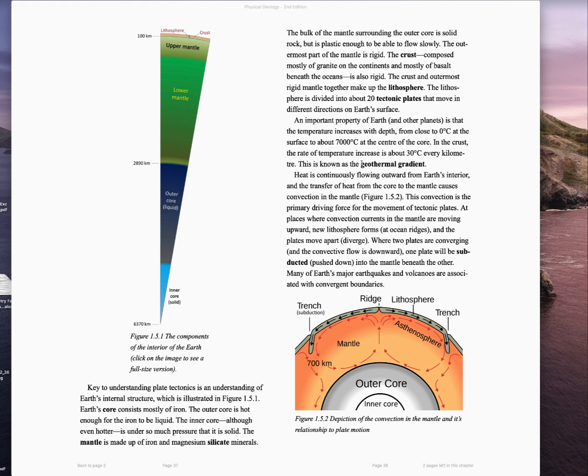The Earth has a geothermal gradient. It's about 30 degrees centigrade for every kilometer in the crust. It's a little bit less than that once you get into the mantle. But we'll talk about that later on.